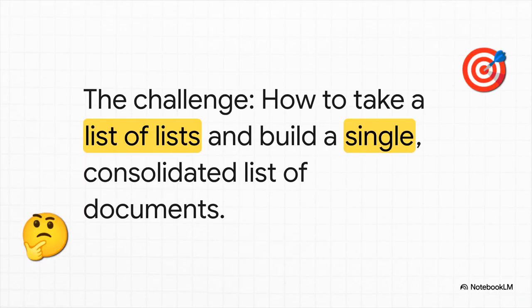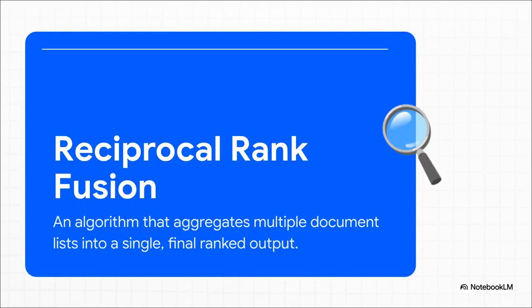And this brings us right to the heart of the challenge. It's not just about getting more information. The real trick is figuring out which pieces of information are truly the most relevant and the most important. How do you intelligently merge all these separate lists into a single, definitive, perfect list? The answer is a clever algorithm with a bit of a fancy name: Reciprocal Rank Fusion. Now, don't worry about the complex math. The idea behind it is actually super simple.